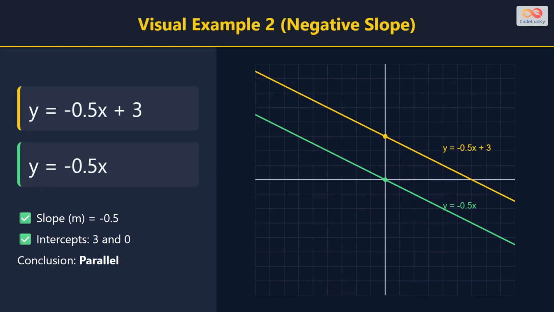This rule works for negative slopes too. Consider y = -0.5x + 3 and y = -0.5x. Both have a downward slope of -0.5. Even though the second equation doesn't show a plus number at the end, its intercept is 0. They are perfectly parallel.